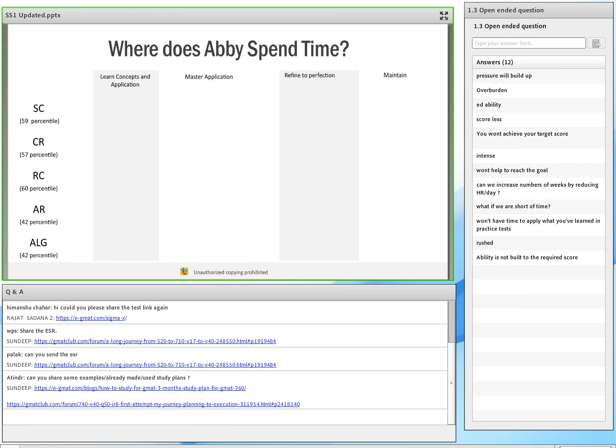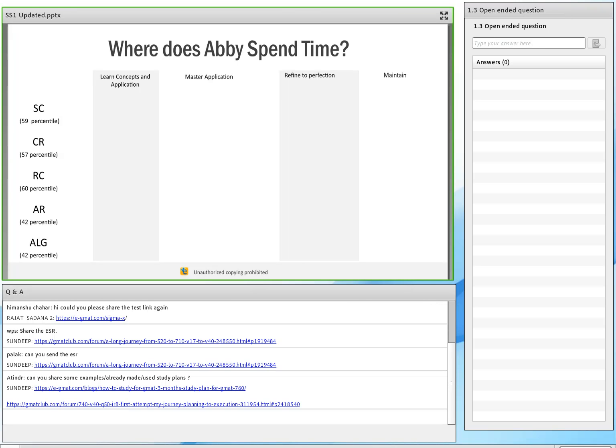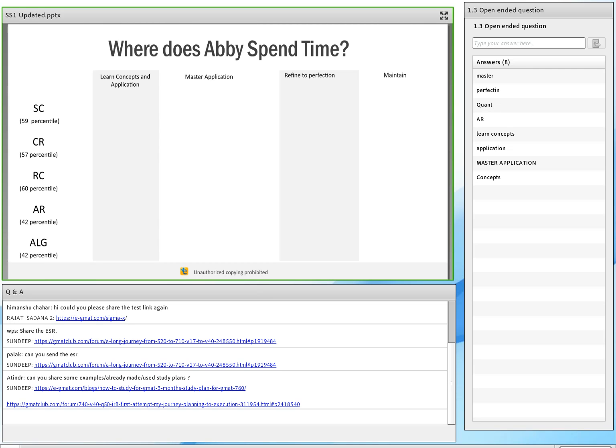When you think about Abby, and this is a quiz for you, Abby's starting percentile in SC is around that 60th percentile. Where do you think Abby needs to spend her time when it comes to studying SC? Because remember, she had 2 weeks to study SC. In sentence correction, in which stage of learning do you think Abby will spend her time?